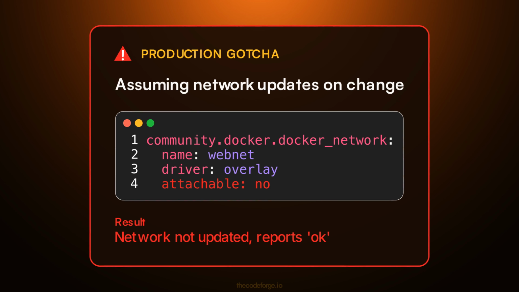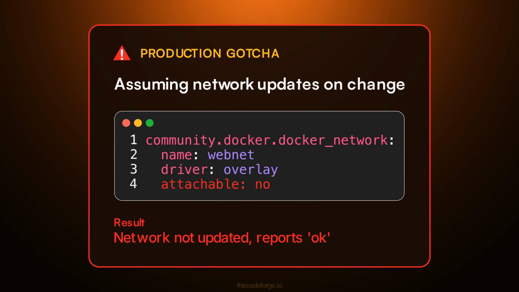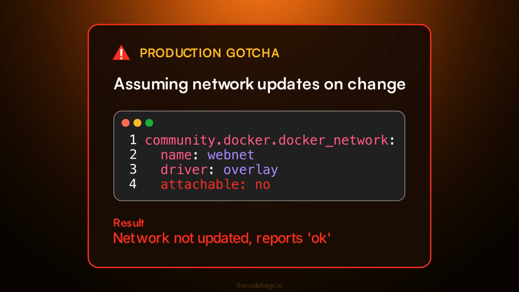Docker networks are immutable after creation. If you try to change parameters like attachable, the module will not update the network. It will just report OK. You must delete and recreate the network to apply changes.